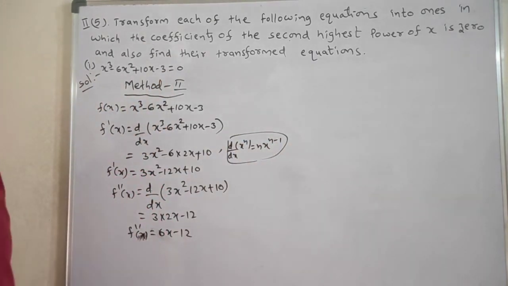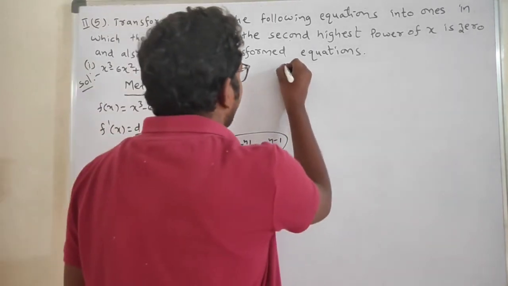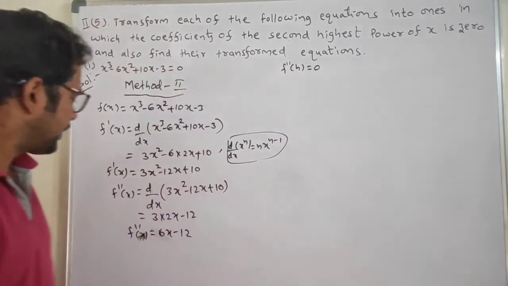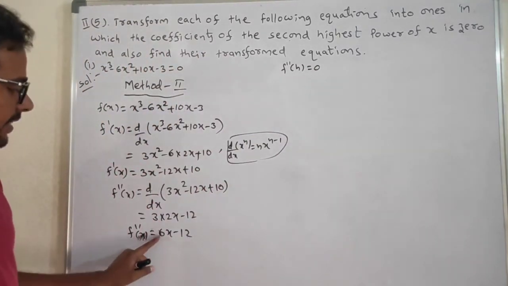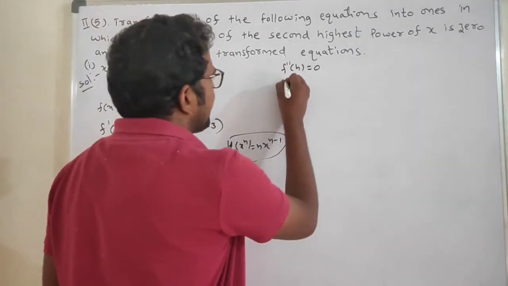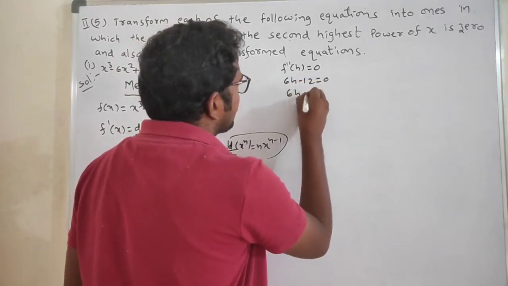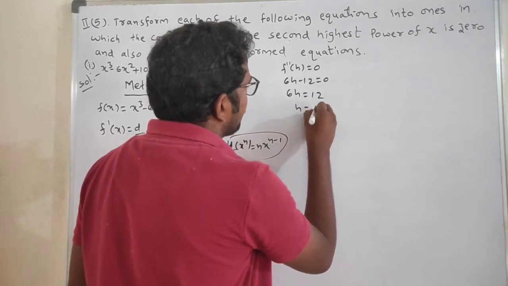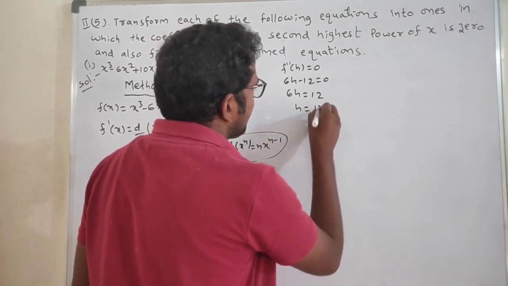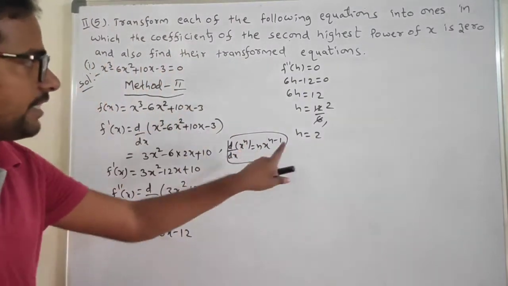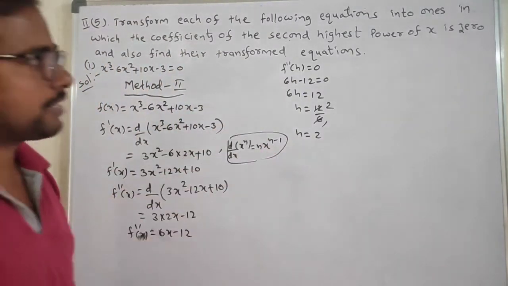Now take f double dash of h equals 0. Substitute x as h: 6h minus 12 is equals to 0. So 6h is equals to 12, h is equals to 12 by 6. 6 ones are 6, 6 twos are 12. H is equals to 2. Now by taking h equals 2, do Horner's method.